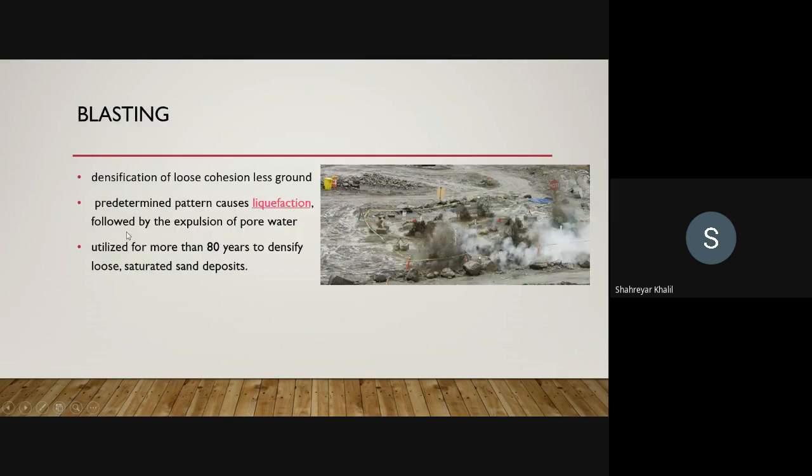The next technique is blasting, where the densification of loose and cohesionless ground is done. There is a predetermined pattern that causes liquefaction, followed by the expulsion of the pore water, as you can see here. This technique has been utilized for more than 80 years to densify loose saturated sand deposits.